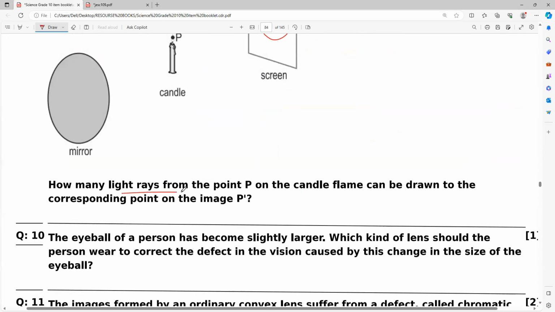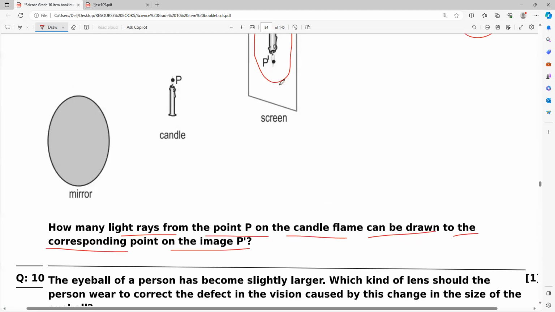Now, how many light rays from the point P on the candle flame can be drawn to the corresponding point on the image P? So how many rays can we draw? Anybody? Try to guess at least. Many rays, we can draw anything. I can draw 1, I can draw 2, I can draw 3. Infinite number of rays I can draw.